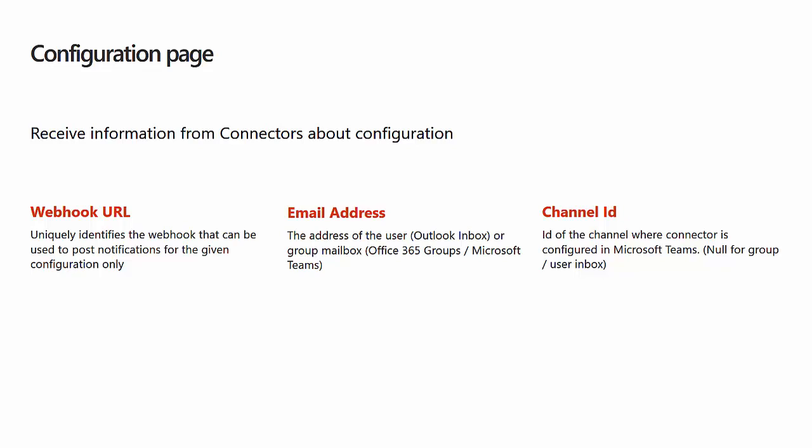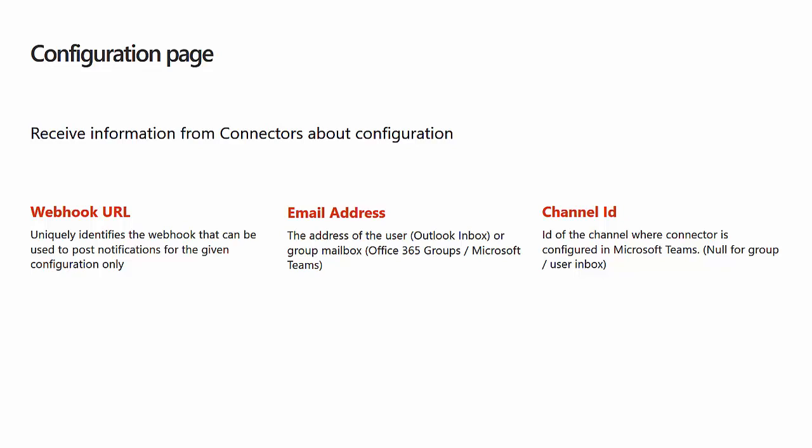During this configuration, you will be receiving information. Right? So when I click Save, the expected information is returned back to you. Primarily, you get the webhook URL. This uniquely identifies the instance of that webhook, and that is the URL you would use to post notifications from your application.